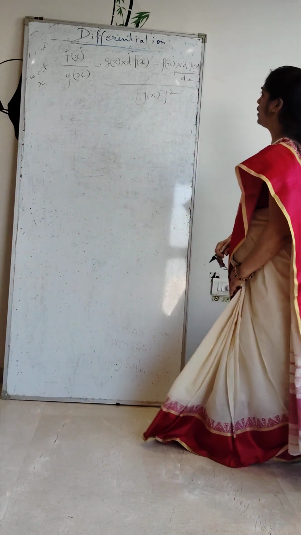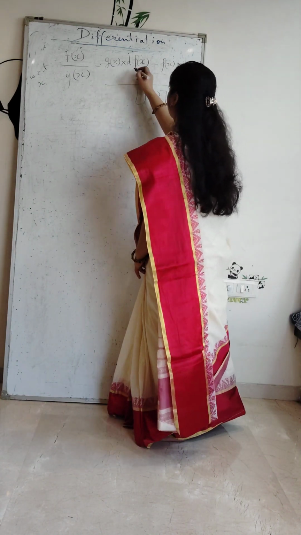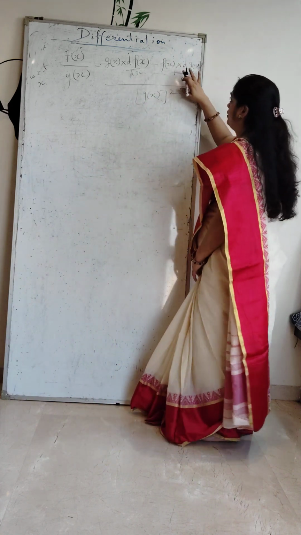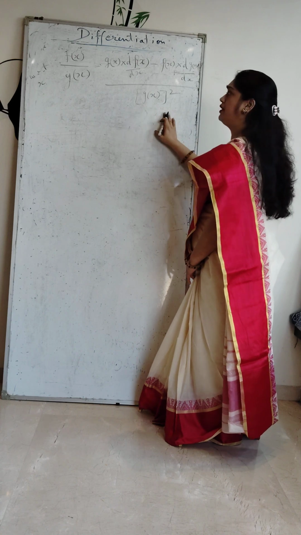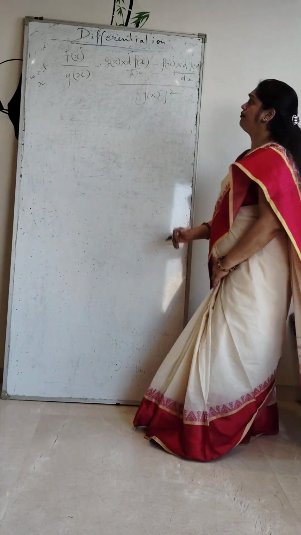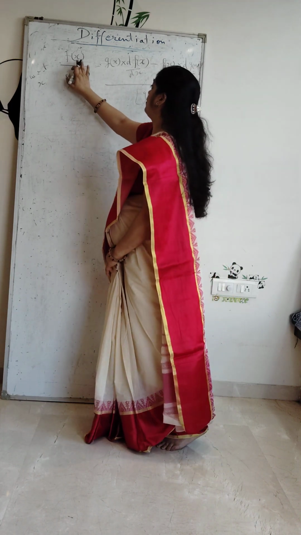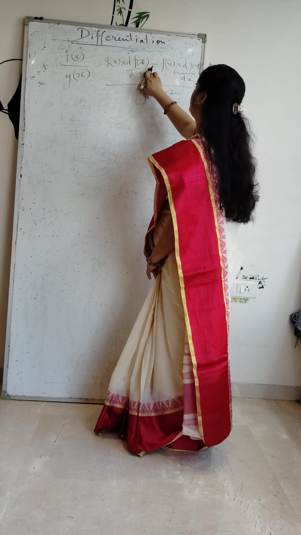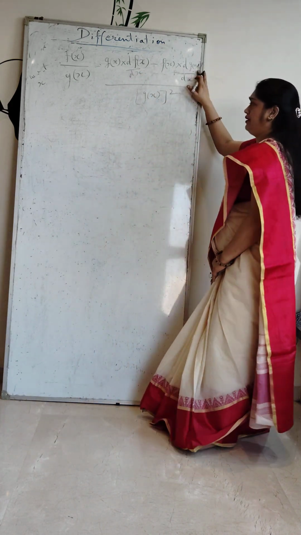Denominator square. Denominator as it is, differentiation of numerator, minus numerator as it is, differentiation of denominator, and upon denominator square. This is the division rule. We give priority to the differentiation of the numerator. So we have kept the numerator. Numerator will always be first. In the second term, we will differentiate the denominator.